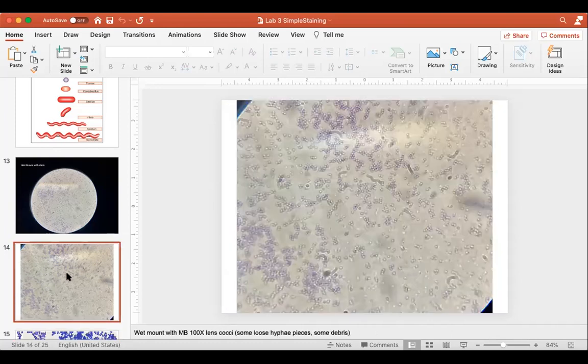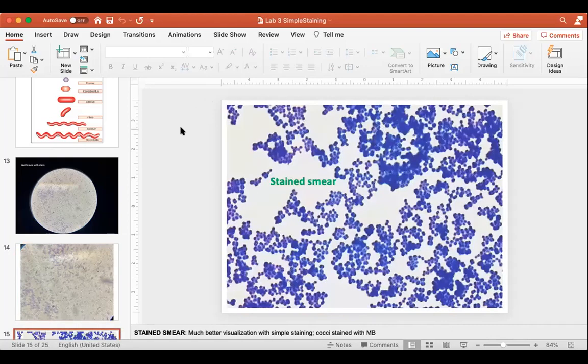You can do a quick wet mount with a little drop of stain added in if you're just trying to figure out if bacteria are present or something. But you're going to want to make a nice smear if you're trying to do a real evaluation of the cells. So again, you can see a ton of cells on this slide.